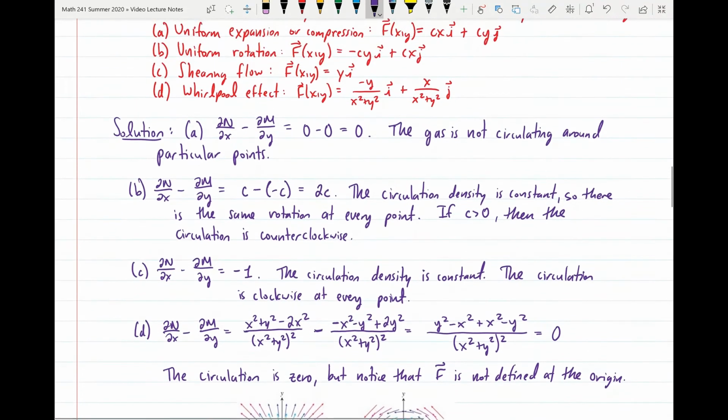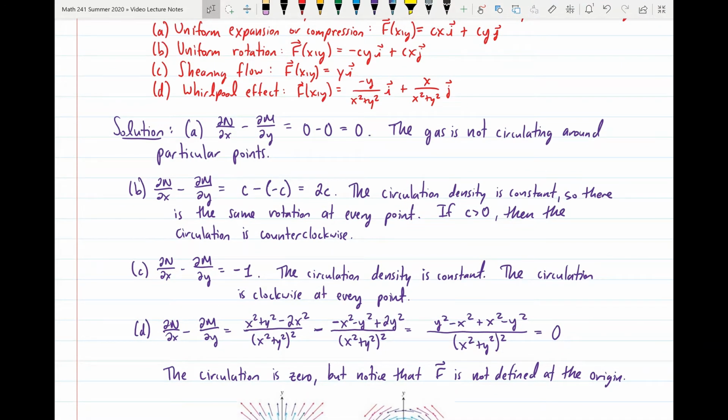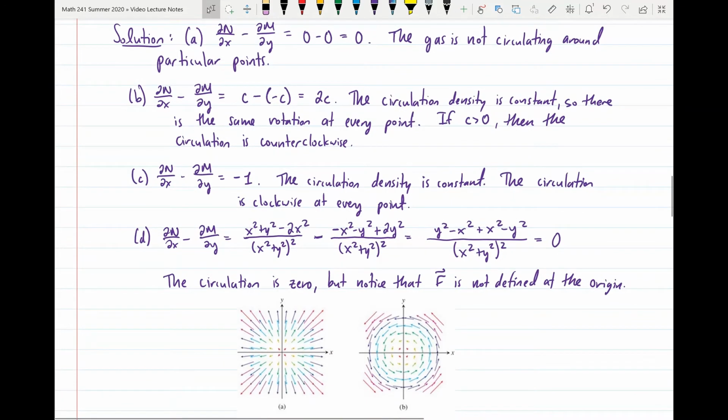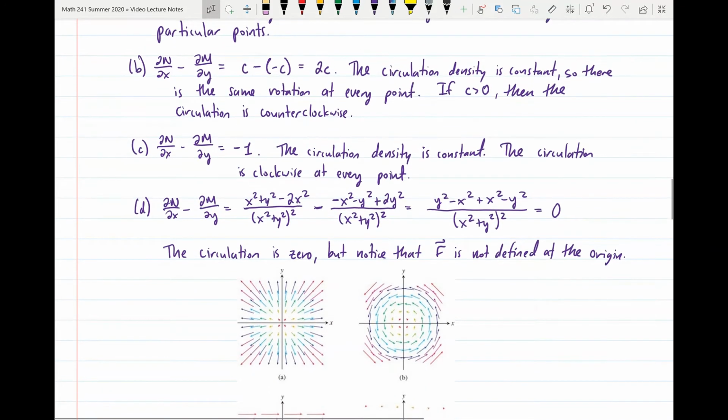So in the case of B, the partial derivative of N with respect to x minus the partial derivative of M with respect to y will equal c minus negative c, which gives us 2c. So in this case, the circulation density is also constant, the same way that it was in A. But this time we will have rotation at every point as long as c is not equal to 0. So if c is greater than 0, then the circulation is going to be counterclockwise, and if c is less than 0, then the circulation will be clockwise. And again, the circulation at every point will be the same.